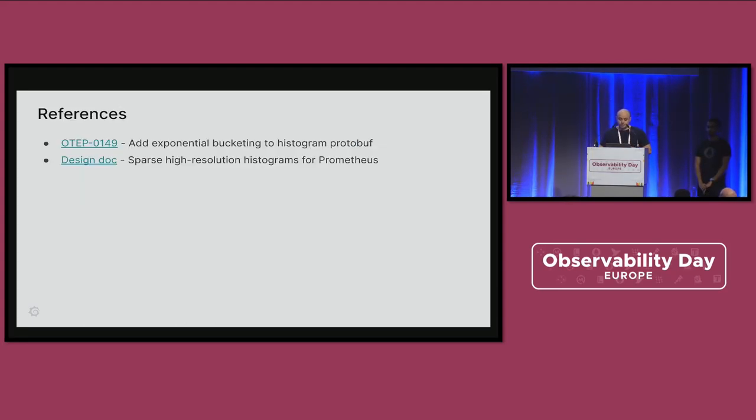So if you want to learn more about exponential and native histograms, you can take a look at the OTEP about adding exponential bucketing to the histogram protocol, or the design doc about sparse high resolution histograms for Prometheus from Bjorn.